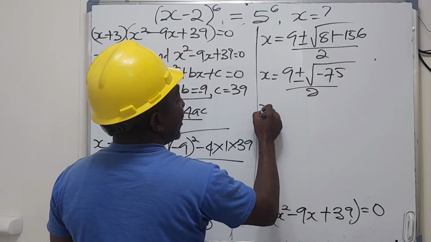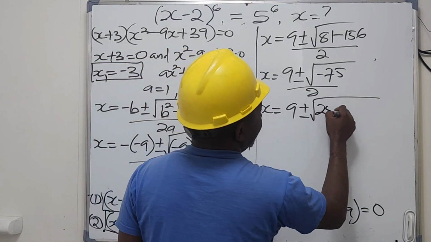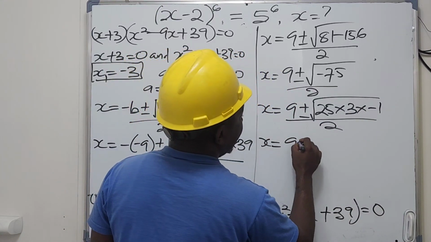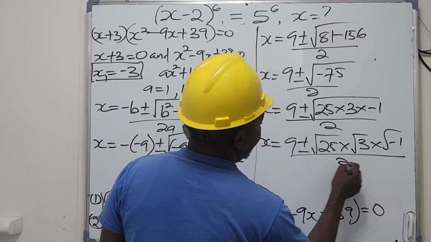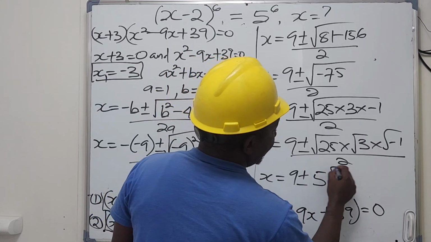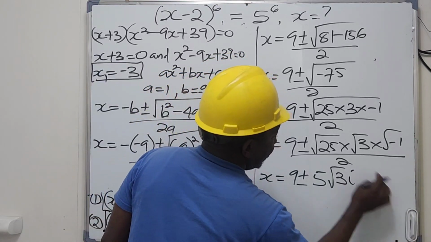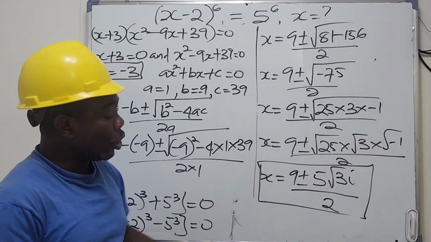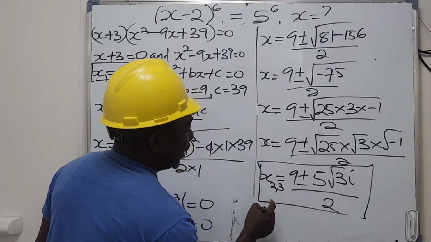So in this case, this can be written as x equals to 9 plus or minus square root of minus 75, which can be written as 25 times 3 times minus 1, all over 2. In this case, our x will be equal to 9 plus or minus square root of 25 times square root of 3 times square root of minus 1 all over 2. So here, our x will be equal to 9 plus or minus square root of 25 is 5. Square root of 3, then square root of minus 1 is iota, which is i. And from there, we bring down all divided by 2. So this is the second set of x and its two solutions, where we had our x1 as minus 3 and this will be x2 and x3. So that is the solution.